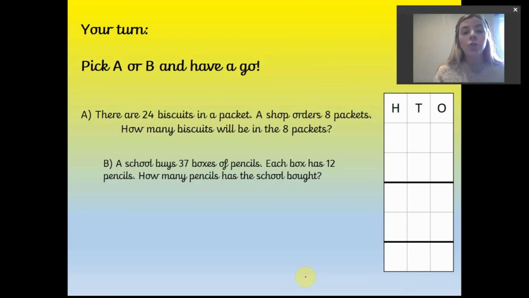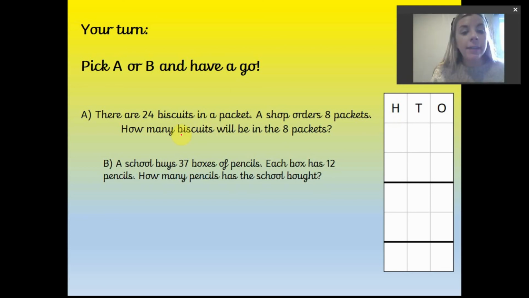Now, what I would like you to do here is have a go yourself. So you need to pick between A or B. Year 5, you could challenge yourself and do both. A is aimed at Year 4, B is aimed more at Year 5. So pause me here, have a go, draw out your column method chart, making sure you do your thousands, hundreds, tens, and ones.